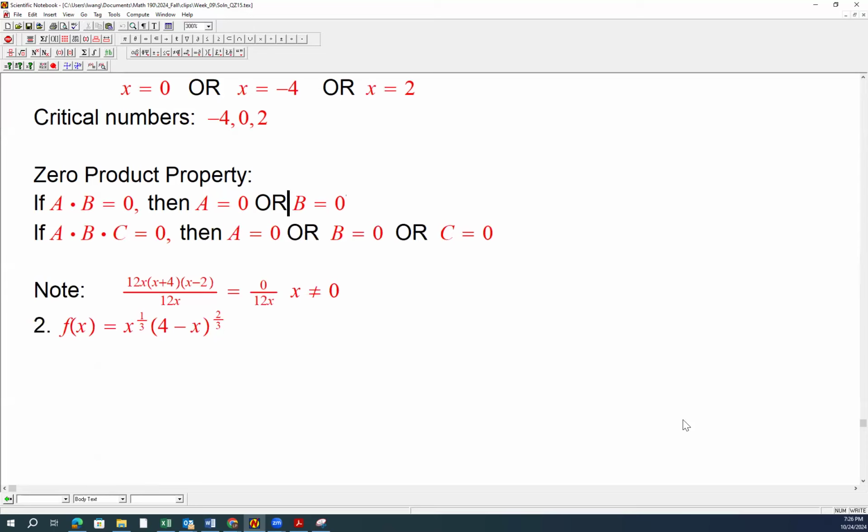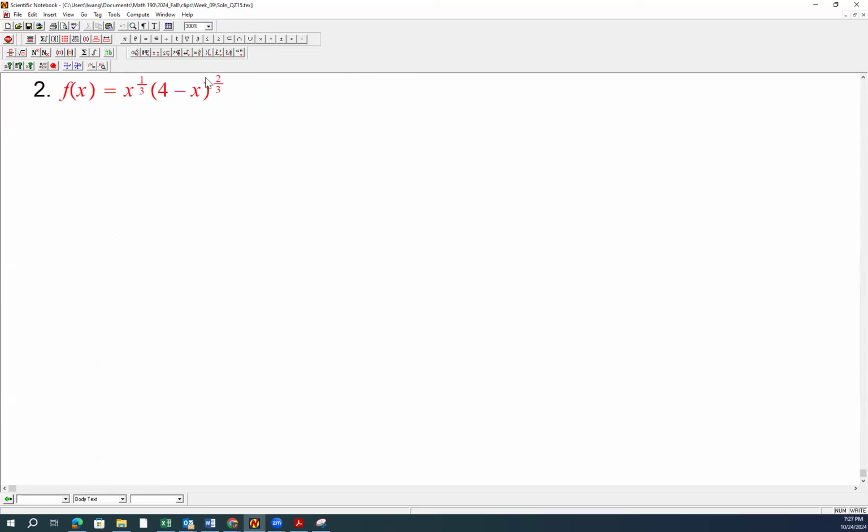Okay. The second one, we did one kind of method in class, which is that we're going to take a derivative.